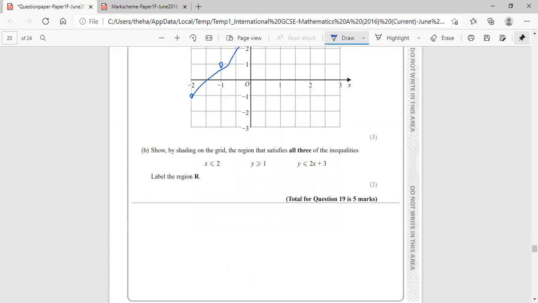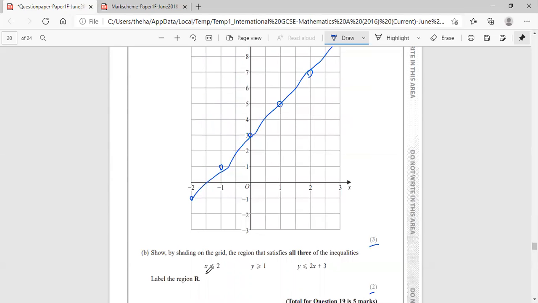Right, next part. This is worth 2 marks. The other part was worth 3 marks, just keep that in mind. So show by shading on the grid the region that satisfies all 3 of the inequalities. Let's first of all draw the graphs of all of these, and they are all more than or equal to, or less than or equal to. So that means all the lines are going to be solid because they are including the stuff on the line.